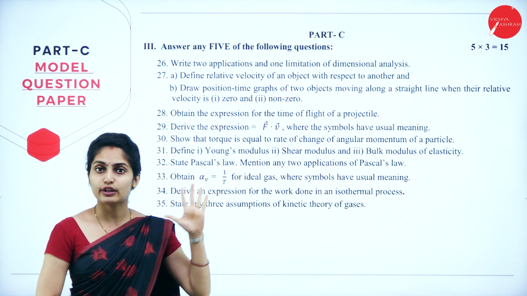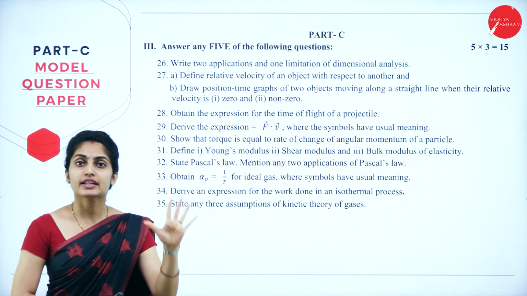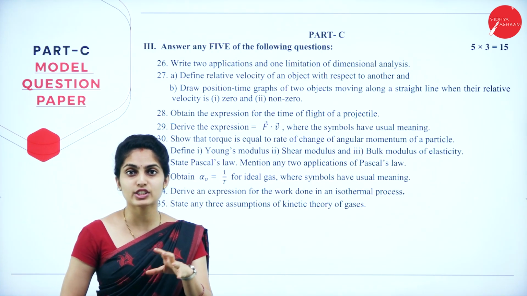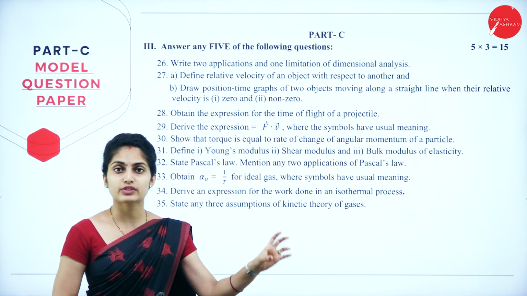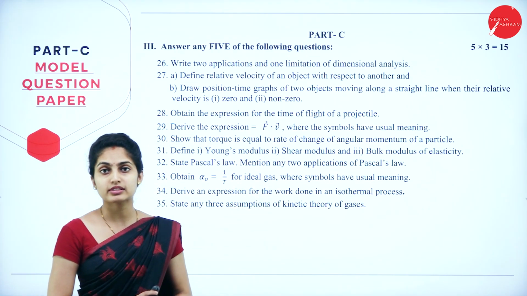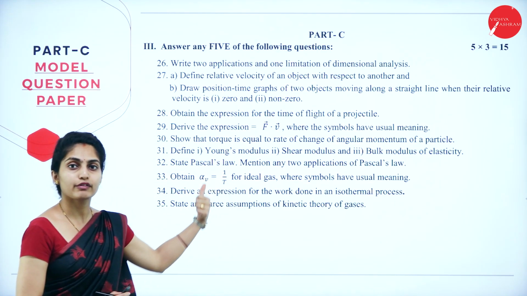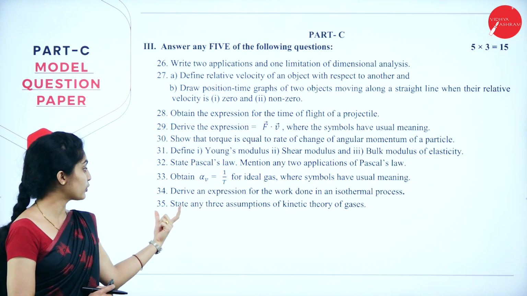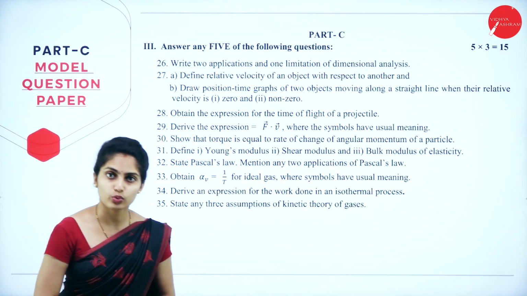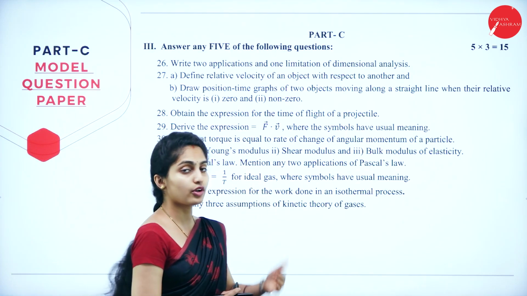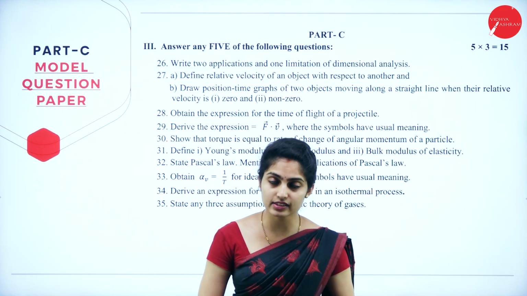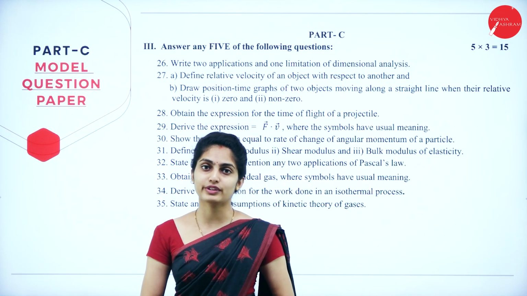So you have any 5 questions into 3, that is 3 marks. Each question carries 3 marks. So it is 5 into 3, 15 marks is there in your pockets. That is from part C. You have to opt for any 5 of the following questions out of 10 questions. So that's all about your part C. Answer any 5 of the following questions.